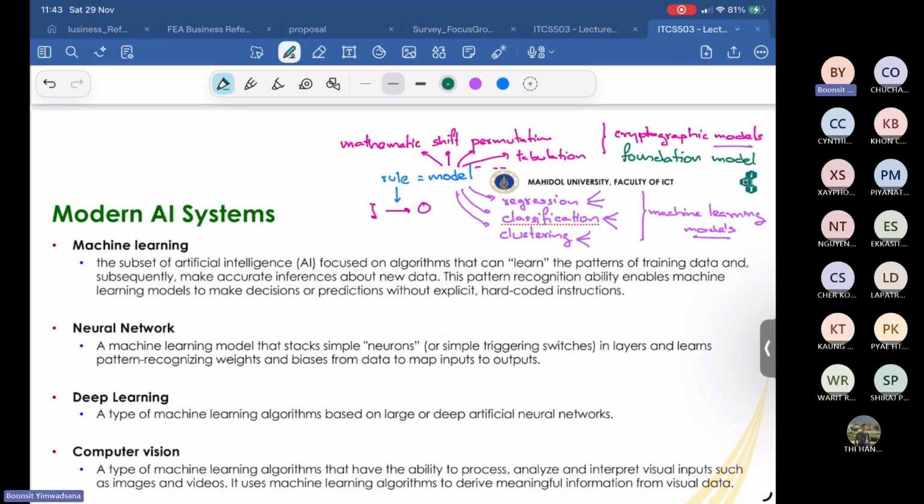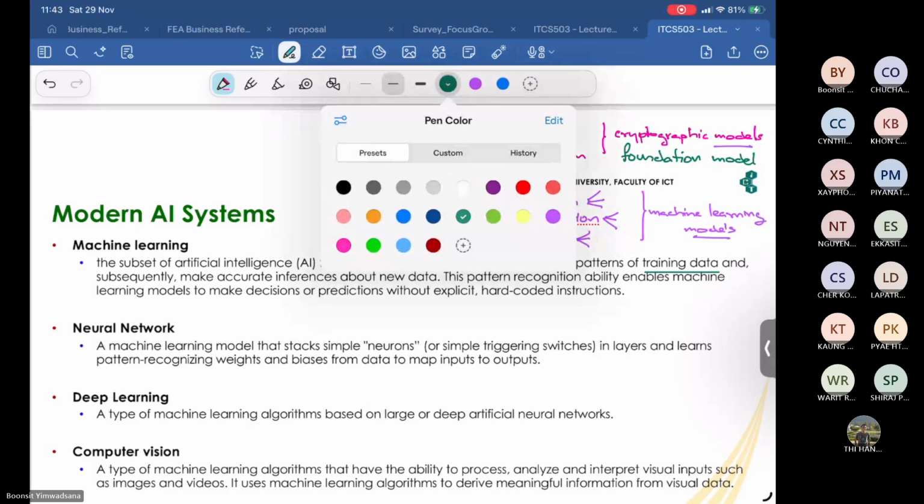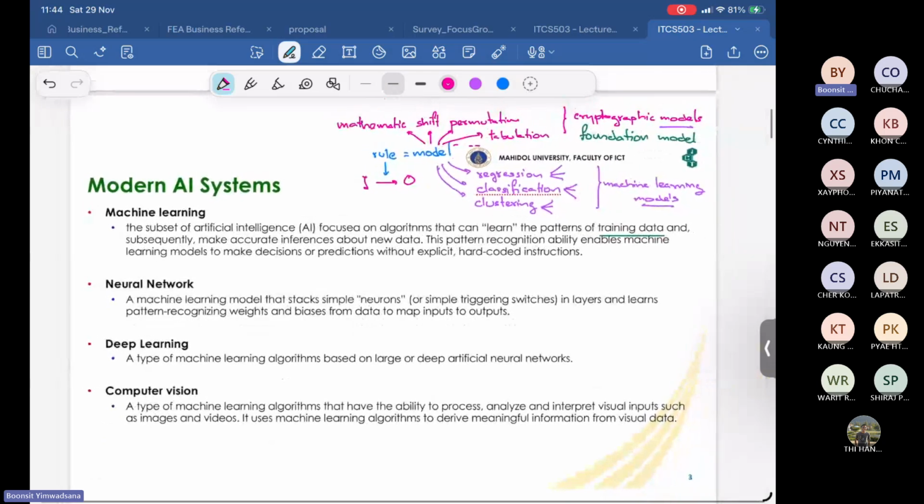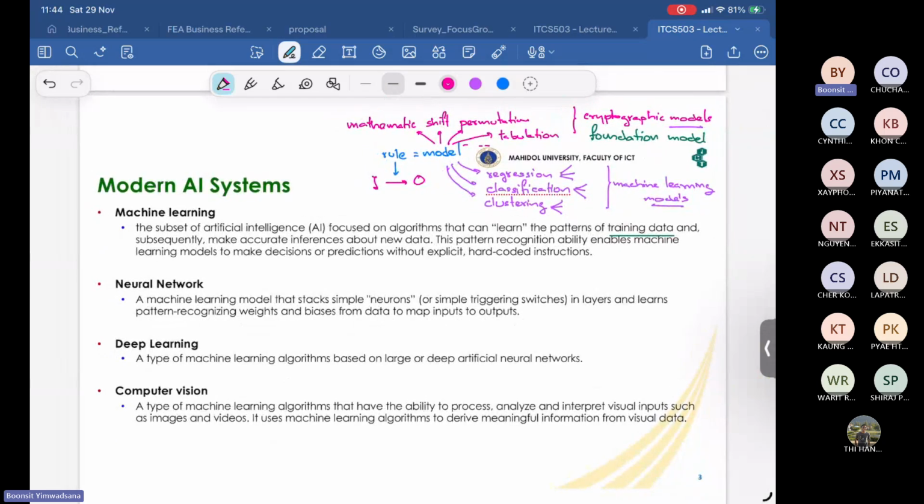And the foundation model, once you come up with the specific values of those parameters, will become the machine learning model specific to this dataset or specific to this training data. So this is the general overview of machine learning.